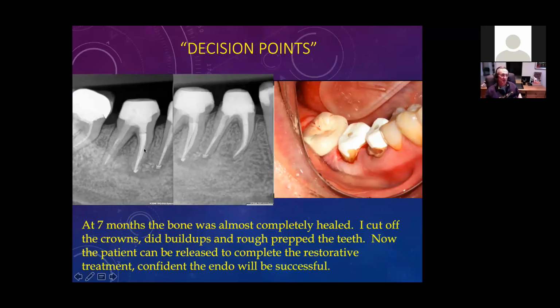So I took out the calcium hydroxide. One of the things we do in our practice is that we do all the initial restorative on these cases before we send them back to the restorative doctor. So I completed the endo, did build-ups, and just kind of rough prepped these teeth. And then they went back to her boss, actually, who made new crowns.